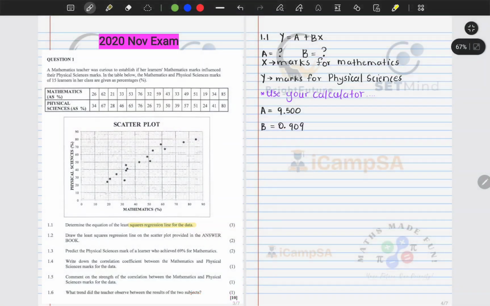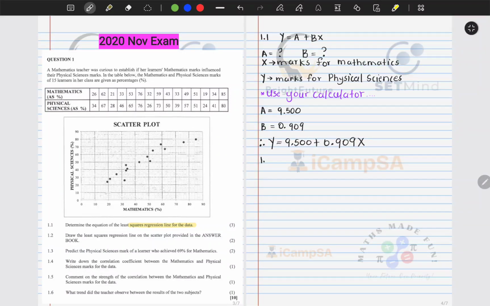So we're now in a position where we can write the expression they're looking for. Therefore, our y will simply be a, which is 9.500, plus 0.909 times x. Okay, so that is our equation of the least squares regression line for this data.